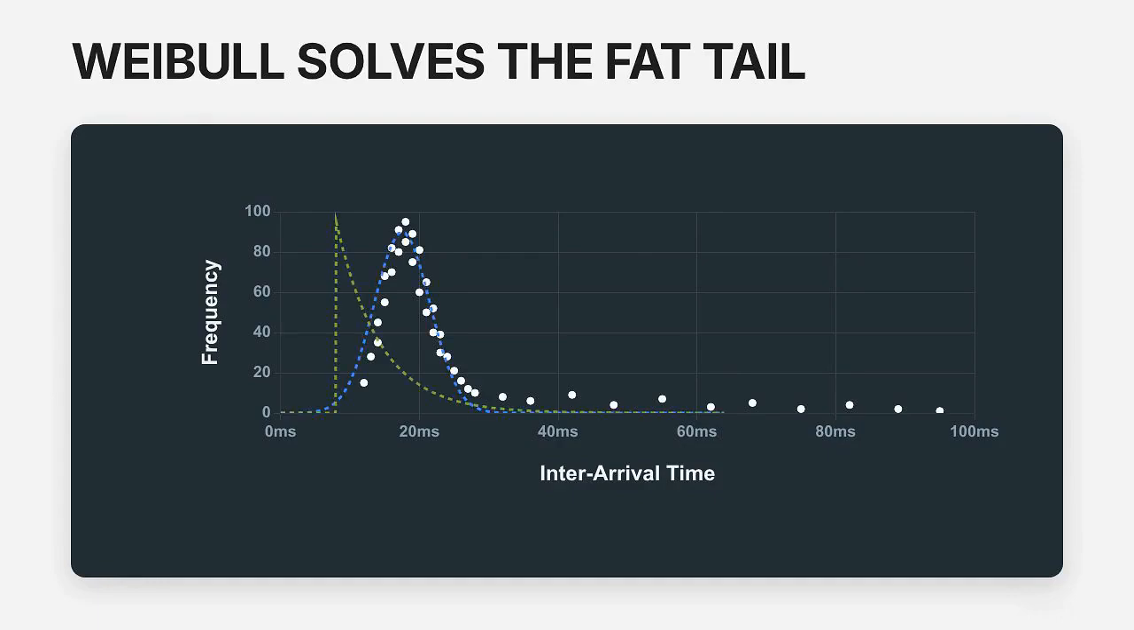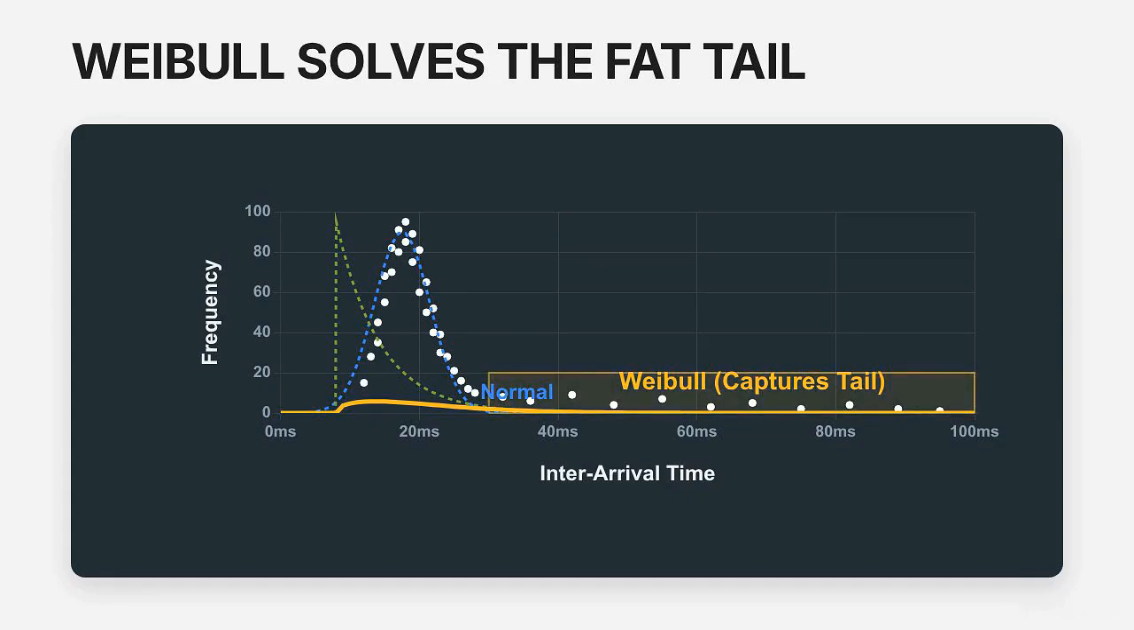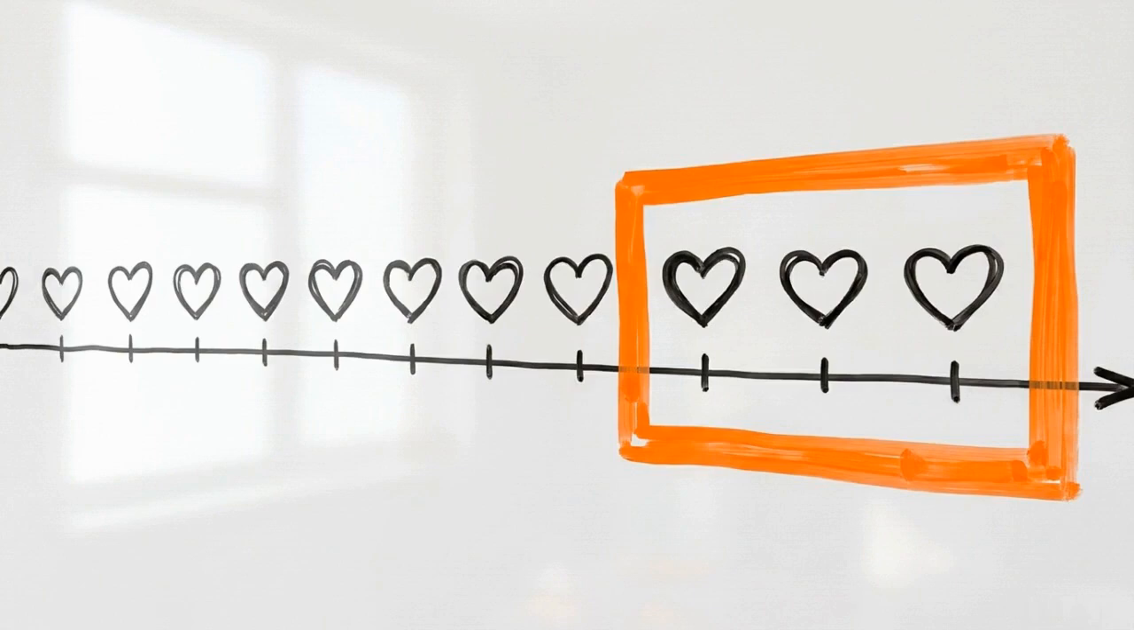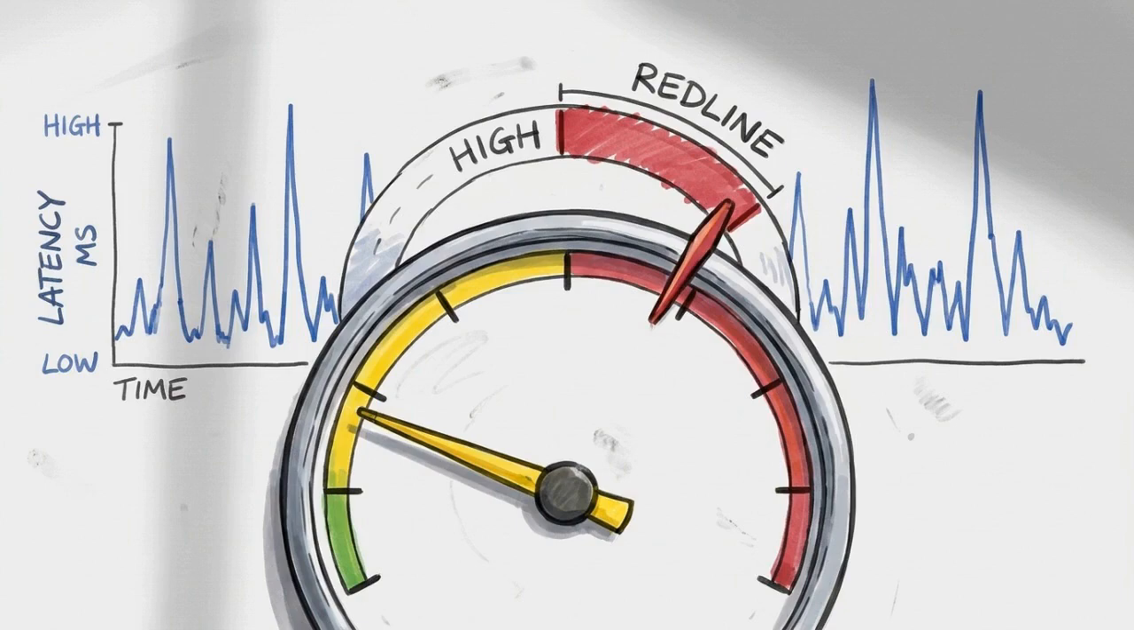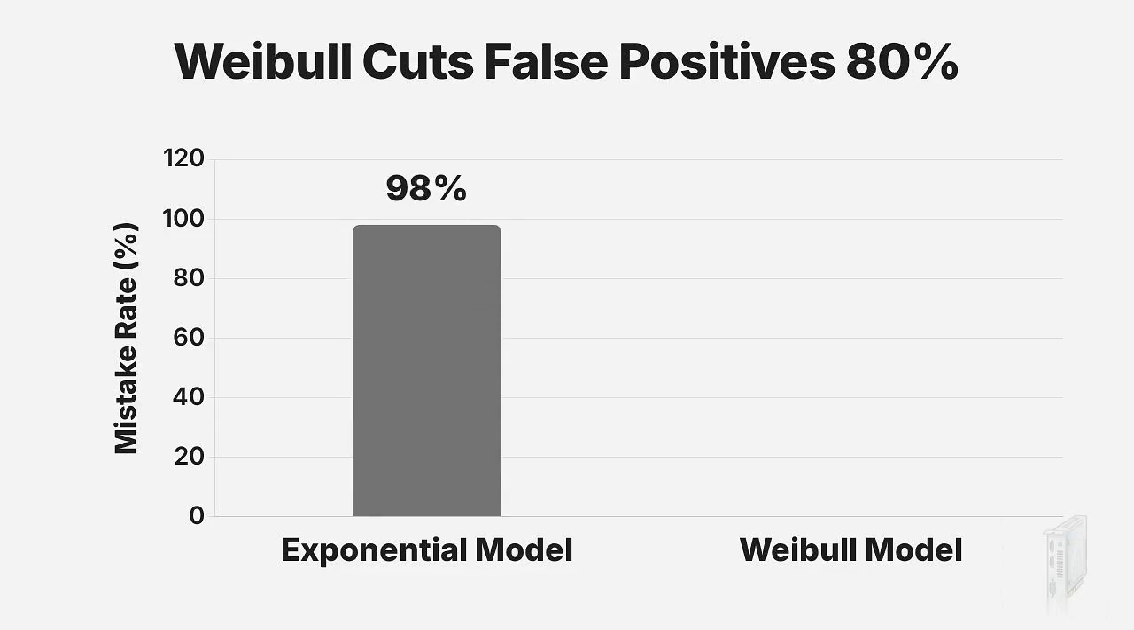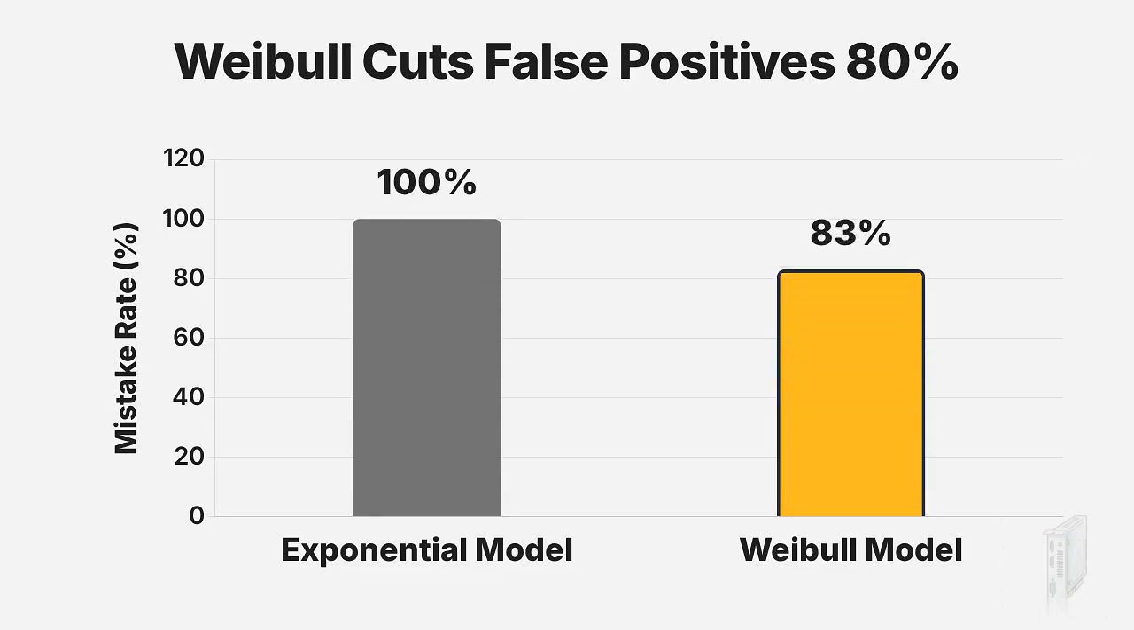Early models used normal or exponential distributions, but both dropped to zero too early, missing the fat tail of delayed packets. The Weibull distribution specifically accounts for this fat tail, perfectly aligning with erratic cloud delays. The detector maintains a sliding window of recent heartbeats. By constantly analyzing the latest arrival times, it dynamically recalculates its suspicion parameters, adjusting its leniency on the fly if the network degrades. This side-by-side bar chart compares the mistake rate of the exponential model against the Weibull model.